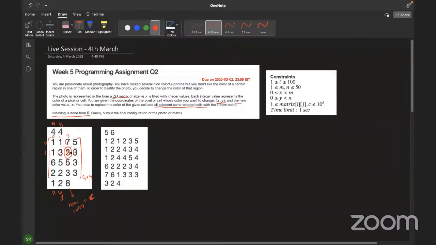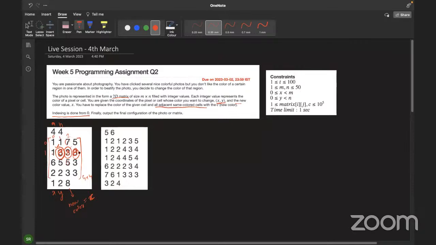Earlier the old color was 3. So the adjacent cells with the old color are this 3 and this 3. According to the question, we need to change the color of these cells also. Once we change the color of these cells from 3 to 8, we again look in the matrix. Here we consider all the adjacent cells. Here the adjacent cells are 1, this 5, and this 3. But none of them are colored with the old color, 3. None of them are colored 3 right now. So we don't need to do anything further from here.